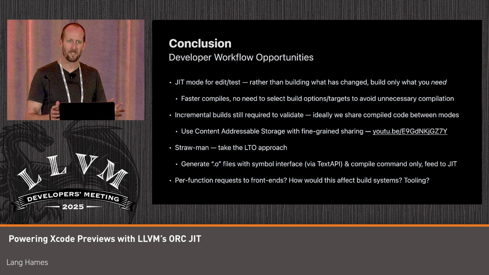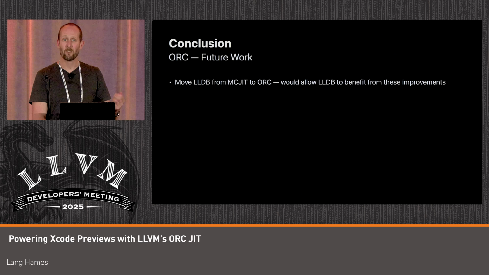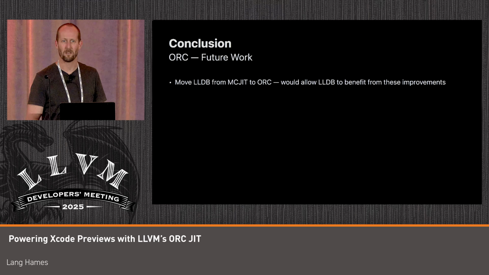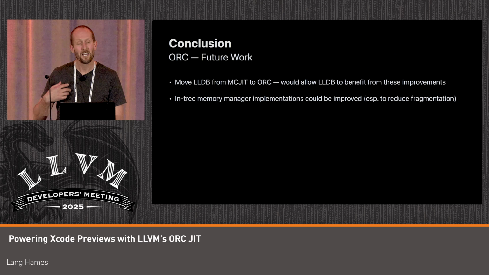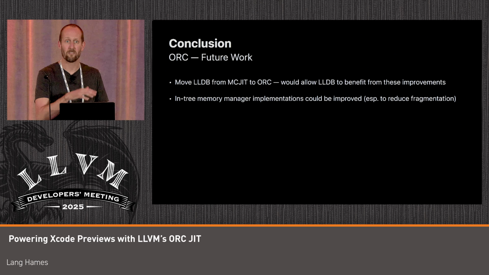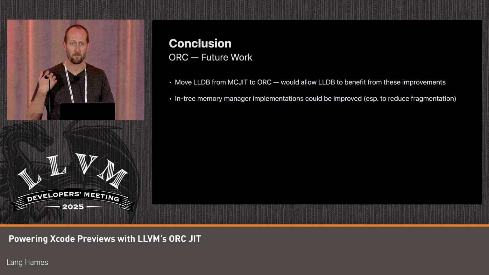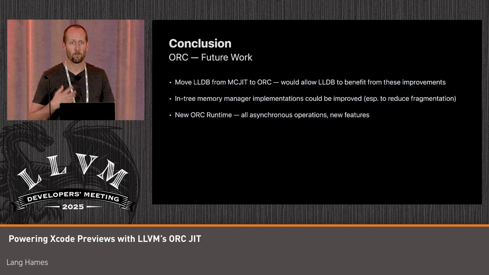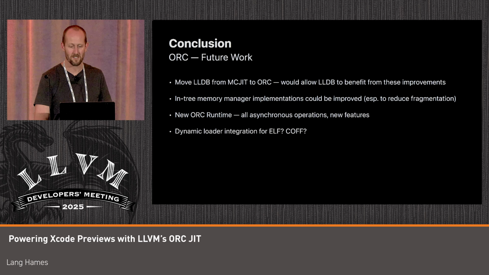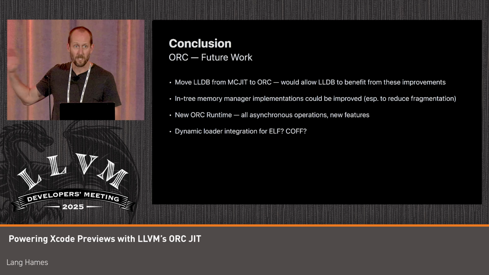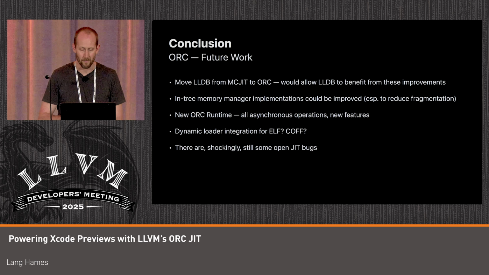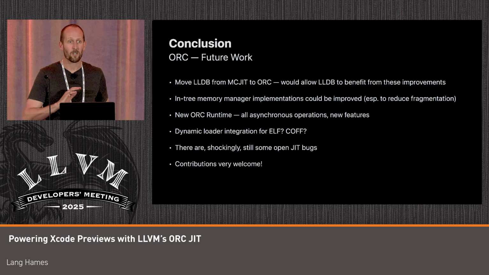Last up, in terms of future work, we need to move LLDB, this is immediate future work, from MCJIT to ORC. That would allow LLDB to benefit from this. The in-tree memory managers are very, very basic, and more people are relying on them. I think there's a big opportunity to improve them here and benefit a lot of clients. The new ORC runtime is being brought up with all asynchronous operations and new features. The dynamic loader work that has been really interesting for us on Darwin hasn't been touched at all on ELF and COFF. And there are, if you can believe it, still a few open JIT bugs. So contributions are very welcome.